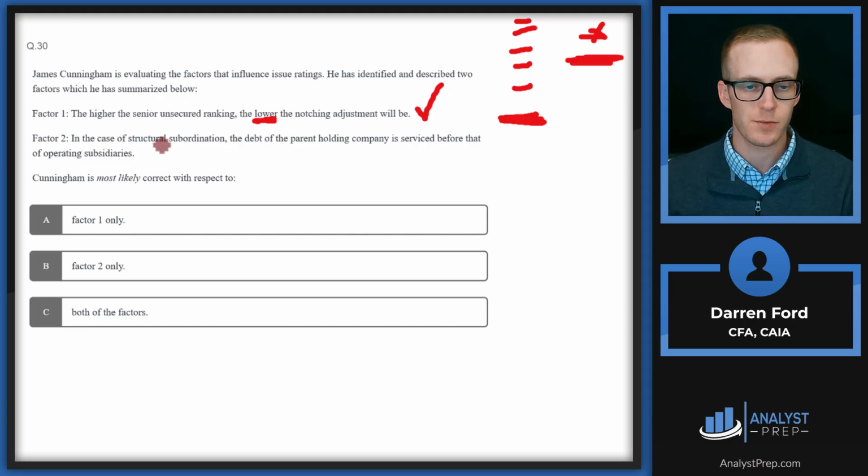Factor 2, in the case of structural subordination, the debt of the parent holding company is serviced before that of operating subsidiaries. So this is not going to be accurate. This is the opposite. The operating subsidiaries are going to come first before the parent holding company. So Cunningham is most likely correct with respect to factor 1 only, factor 2 only, or both. And based on what we said earlier, factor 1 is good, factor 2 is not. Answer A.